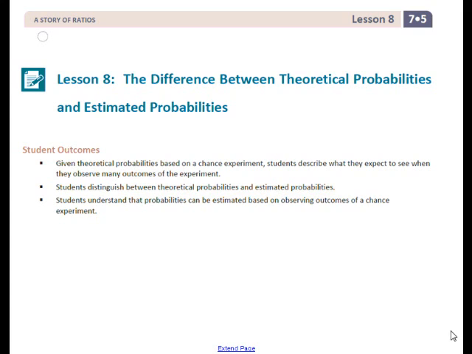Given theoretical probabilities based on a chance experiment, students describe what they expect to see when they observe many outcomes of the experiment. Students distinguish between theoretical probabilities and estimated probabilities. Students understand that probabilities can be estimated based on observing outcomes of a chance experiment.